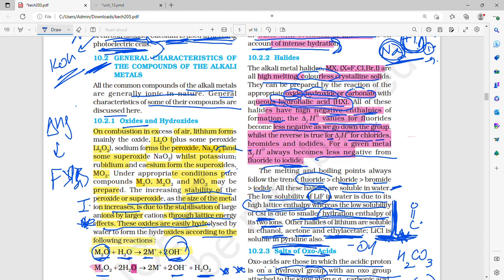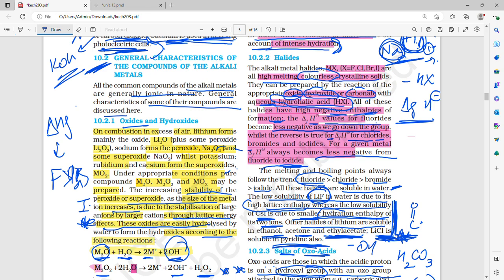Whether it be alkali metal oxides or hydroxides or carbonates, when we react them with HX, that is hydrohalic acid, we get high melting colorless crystalline solids. All of these alkali metal halides have very high negative enthalpy of formation, that is delta fH is highly negative.